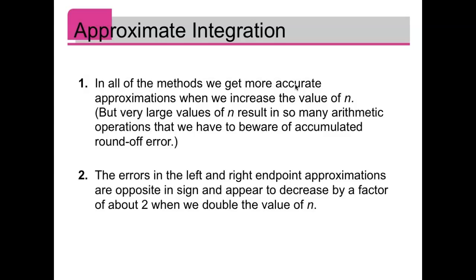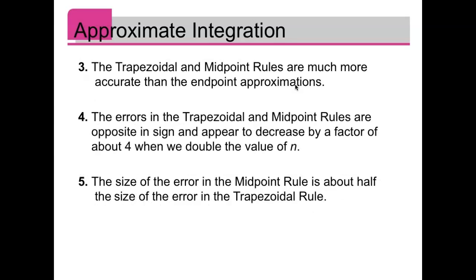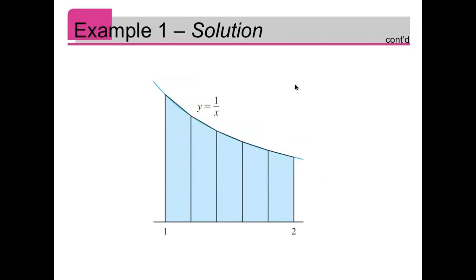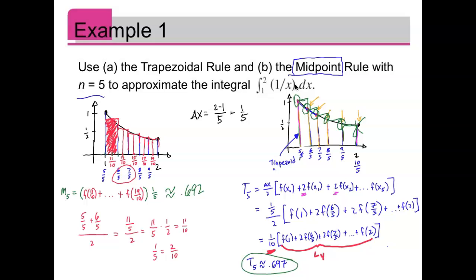In any method, we get more accurate results when we use more rectangles and or trapezoids. So increased number of rectangles, better result. The errors in the left and right hand endpoint approximations are always opposite. One will overestimate, the other will underestimate. The trapezoidal and midpoint rules are much more accurate than endpoint approximations. So for our last example, T5 and M5 are both going to give better results than L5 or R5.